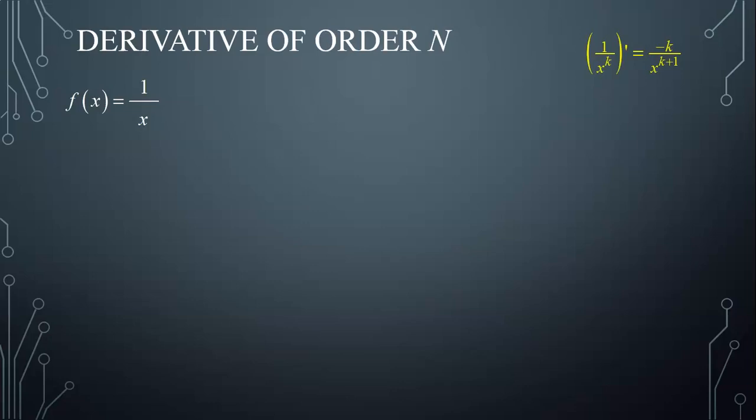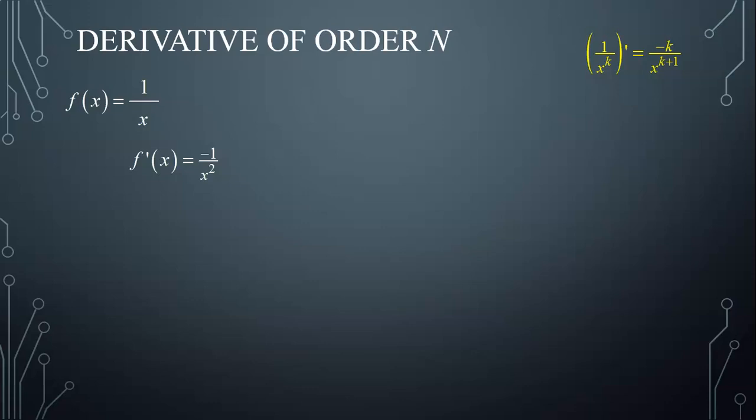So finding the first derivative of 1 over x. Now, we can refer to the derivative of the function in the form 1 over x to the k, which is negative k over x to the k plus 1. f of x is 1 over x. So over here, we can take k equals 1. And applying that derivative rule for k equals 1, I end up with f prime of x equals negative 1 over x squared.